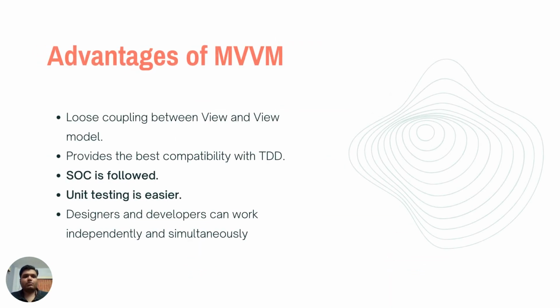Now let's come to the advantages of MVVM. So as I already said, MVVM's biggest advantage is that there is loose coupling between view and view model, which was not present in MVC, and it provides the best compatibility with test-driven development. So in Android application development, we have various architectural patterns like MVC, MVP, MVVM. Among all these three patterns, MVVM has the best compatibility with test-driven development process. And with MVVM, we follow separation of concern, and unit testing is easier in MVVM pattern.